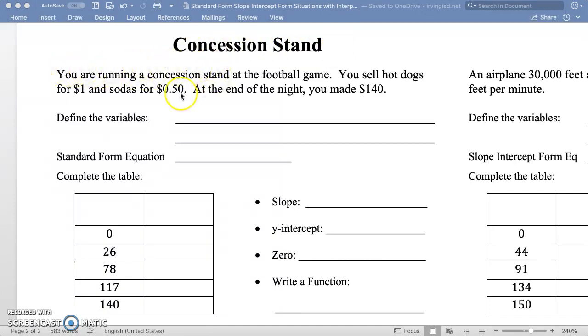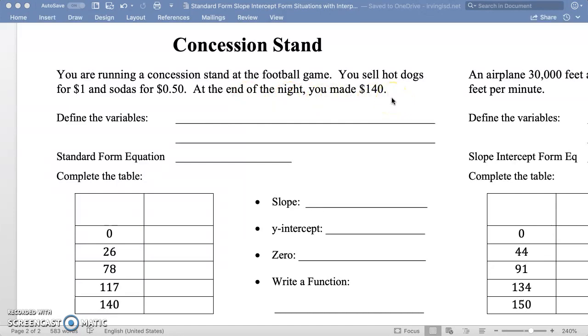We're going to go over part of this one together, because the bottom half of the paper that you can't see, you should be able to fill out on your own or with a partner. The first part is reading and understanding what the problem is telling you. It states you are running a concession stand at a football game. You sell hot dogs for $1 and sodas for 50 cents. At the end of the night, you made $140.